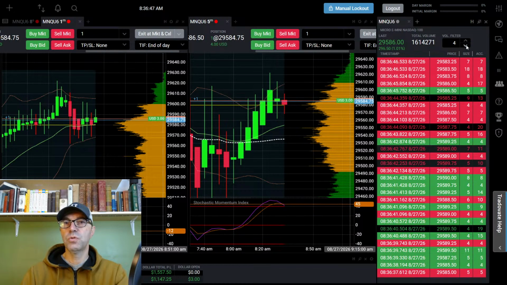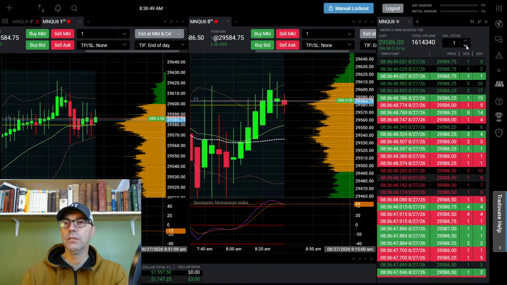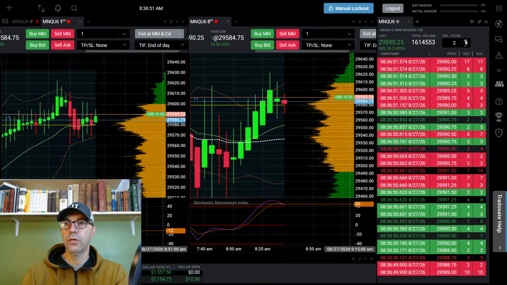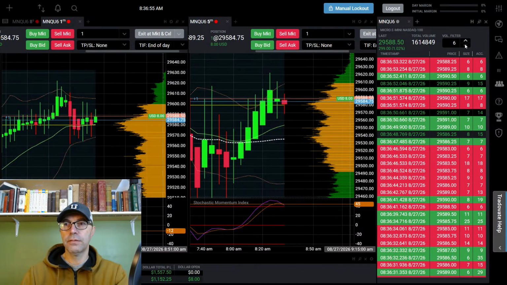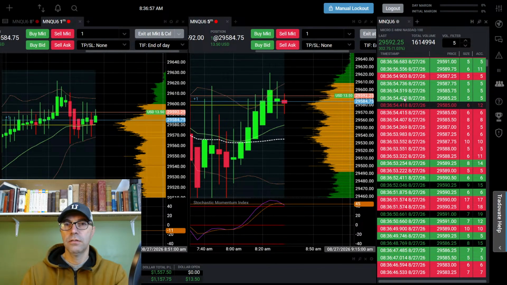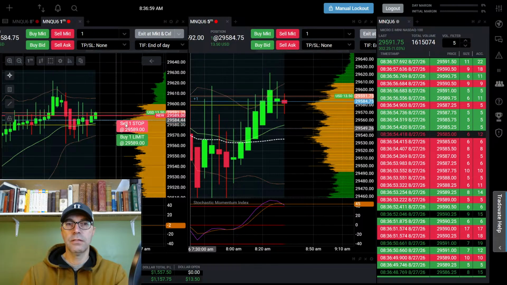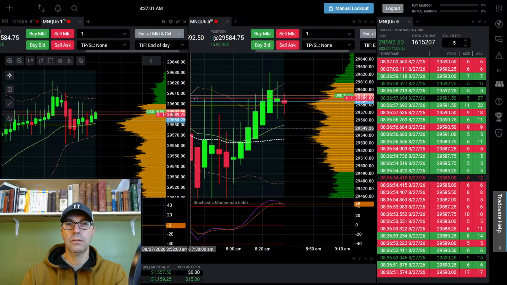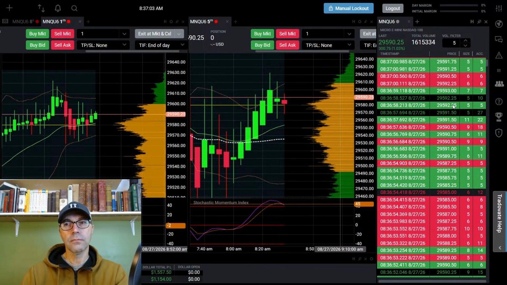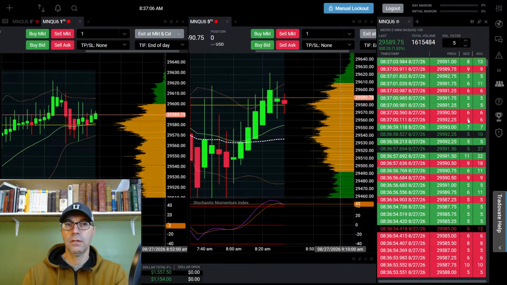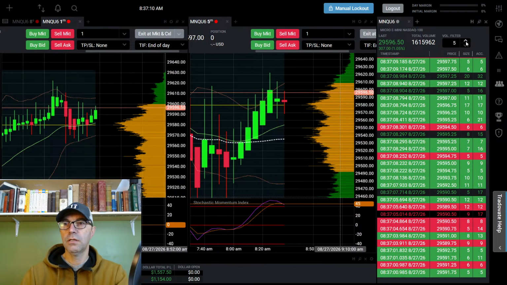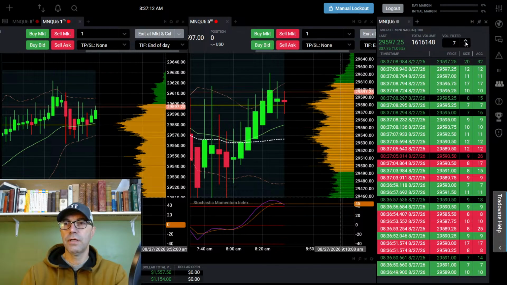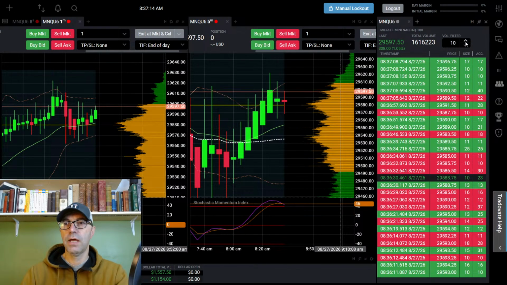Now, here's the difference when you drop this particular chart down to 1 or 2 contracts. All right, or 5, let's say 5. So they're coming in blocks like this. See, it's kind of choppy. You got greens, reds coming in. You increase that to, let's say, 10.